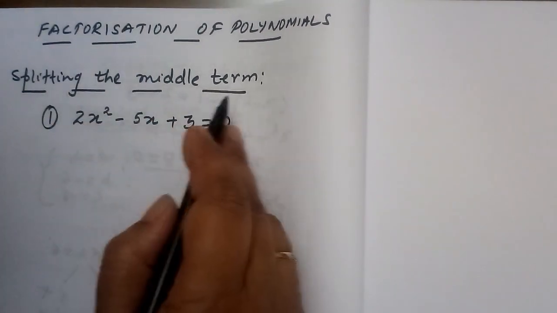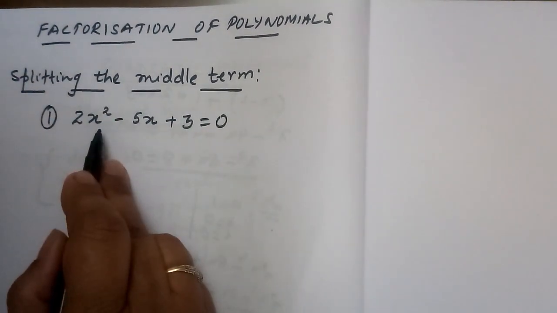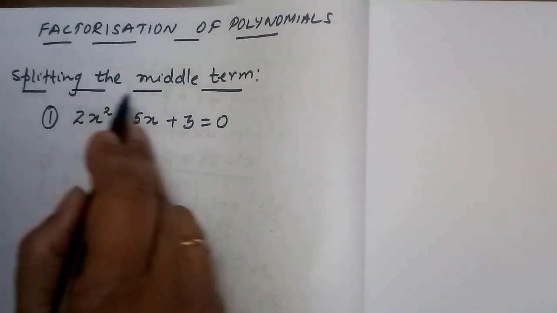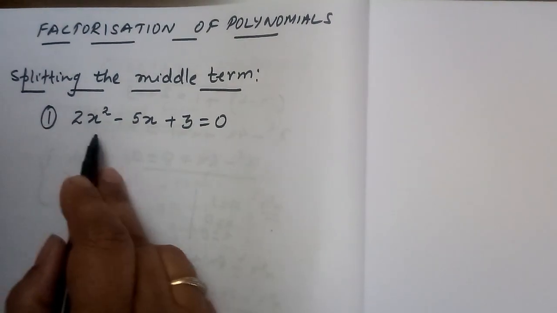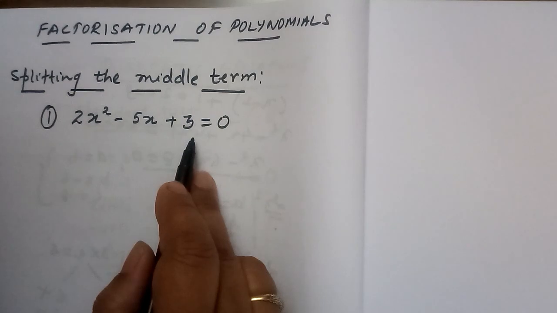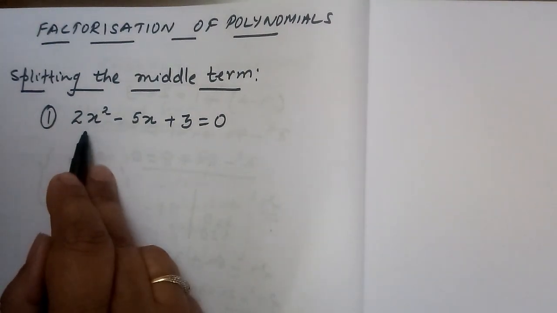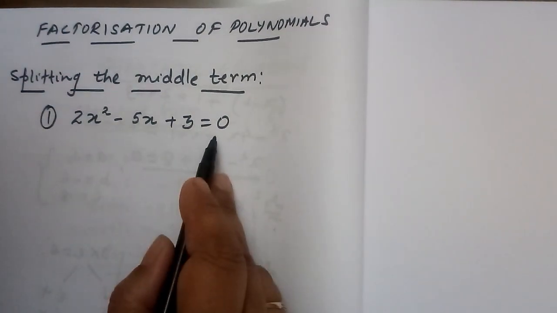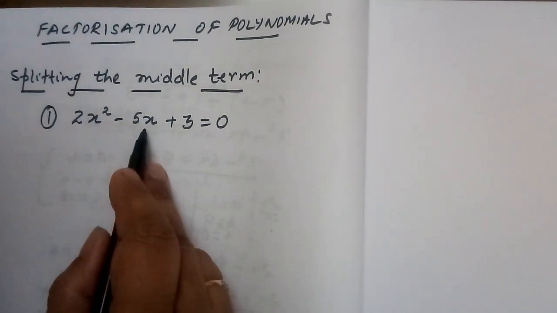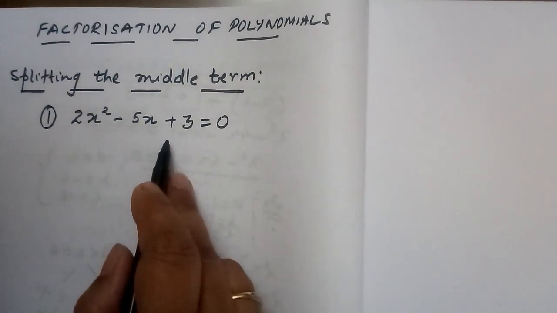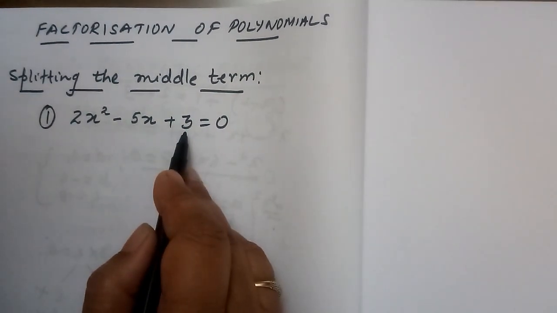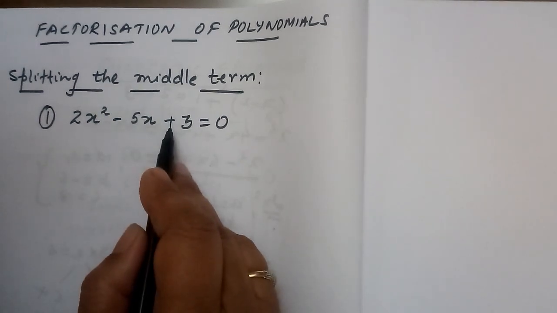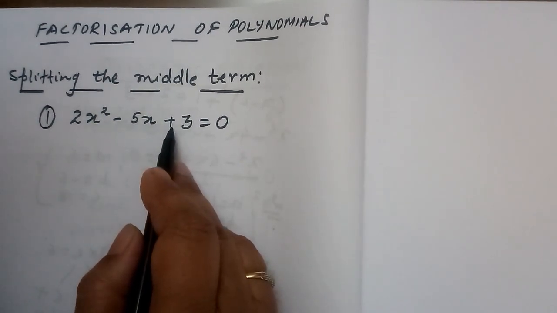Now coming down to the method of splitting the middle term, to solve or factorize a degree 2 polynomial, we use the method of splitting the middle term. The first step, as always in polynomials, is to arrange the polynomial in the standard form. So I have written over here 2x square minus 5x plus 3 equal to 0, the highest power, then the next power, and then the constant term. Now for splitting the middle term, you have to take the constant term along with the sign. If there is a minus sign, you take a minus sign. If there is a plus sign, you take the plus sign.